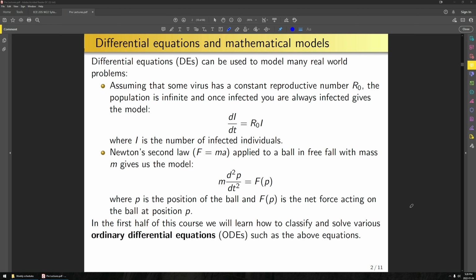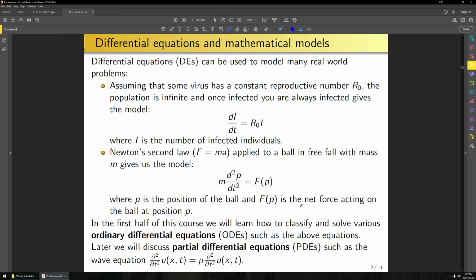Okay. So in the first half of this course, we're going to learn how to classify and solve various ODEs, such as these above equations up here. And later we're going to discuss partial differential equations, or PDEs, such as this equation here, which is known as the wave equation. So note here, u depends on two variables, x and t, and here I have a partial derivative here and a partial derivative here, thus partial differential equations. We'll talk about that in a bit more detail later in this lecture. Okay, so again, our focus is going to be on ODEs, and we'll discuss a little bit about PDEs. Not very much, but just dip our toe in the water, so to speak.